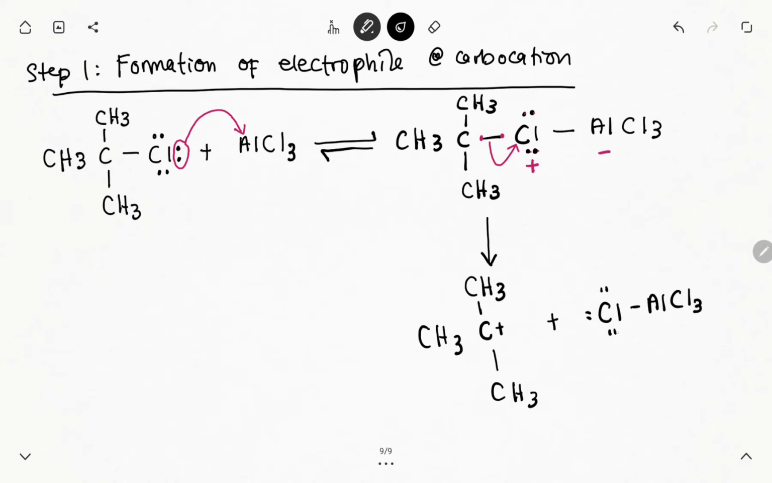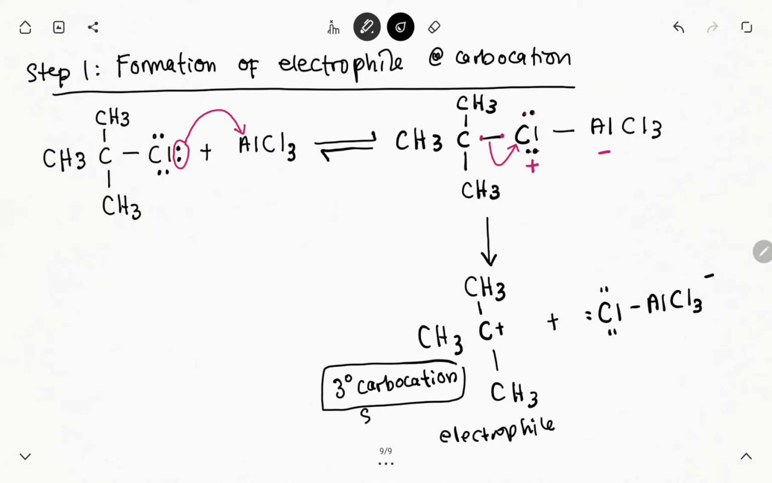This chlorine is negatively charged because the formal charge of chlorine is 0 and aluminium becomes negative, 3 minus 4. So our charge is negative, and this product we can call the electrophile species, which is a carbocation. When we trace it, this is a tertiary carbocation. This tertiary carbocation is a stable species, so it can undergo further reaction in the second step.